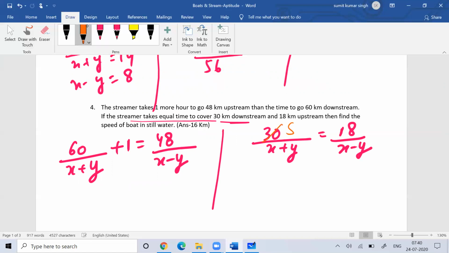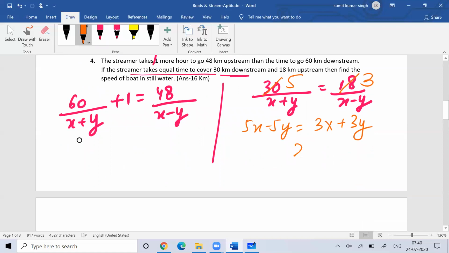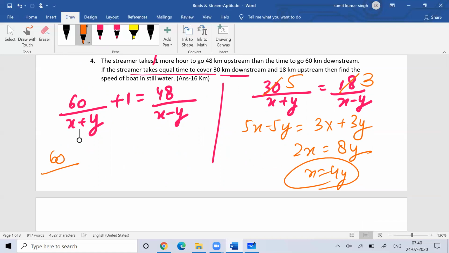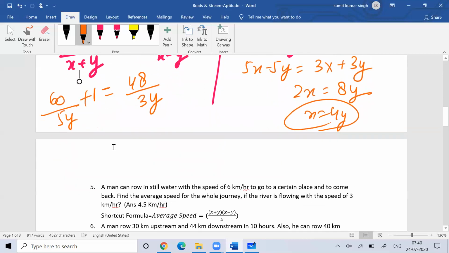You can solve this easily. This is 5, this is 3. So this is 5x minus 5y is equal to 3x plus 3y. You can write this as 2x is equal to 8y, so x is equal to 4y. In place of x, I can write 4y. So 60 by 5y plus 1 is equal to 48 by 3y. So 60 by 5y gives 12 by y plus 1 is equal to 16 by y.